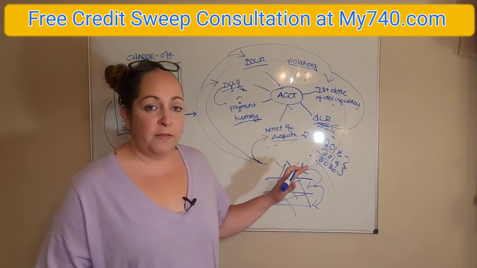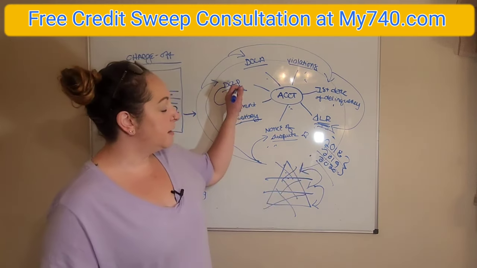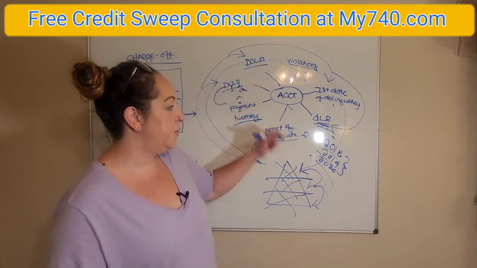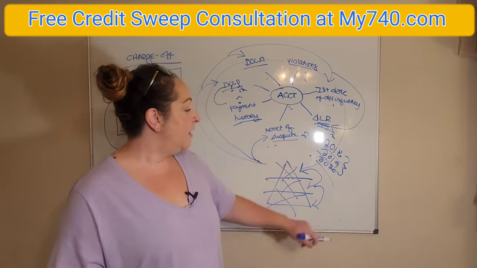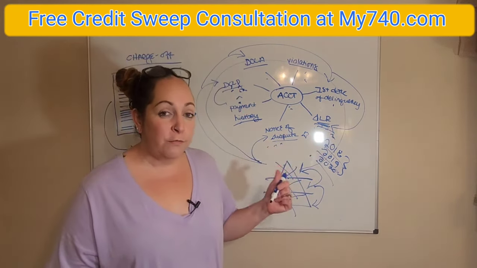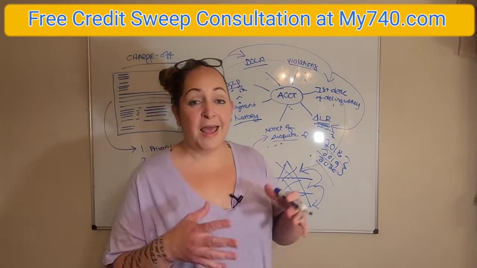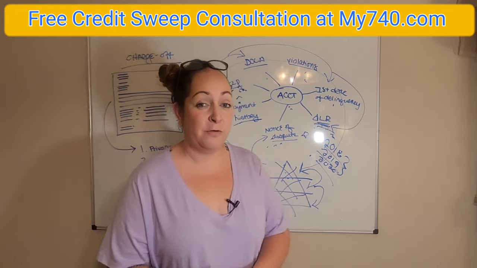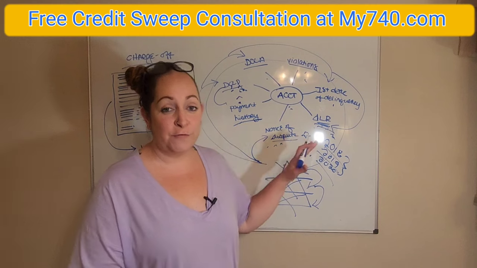Your example dispute on that would be you disputed the date last paid. They said it was verified. You went after the date last reported. And then now round 3, notice of dispute. These are 3 very powerful ways that you can go after any account on your credit report, but specifically, this is going to work for charge-offs.